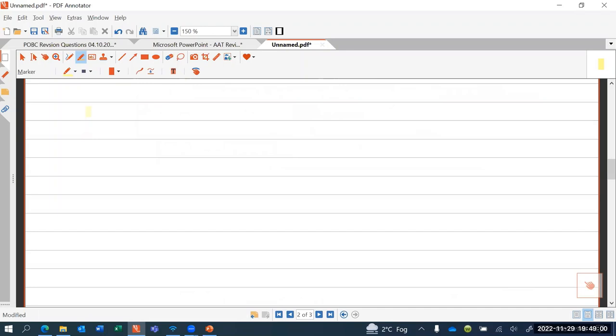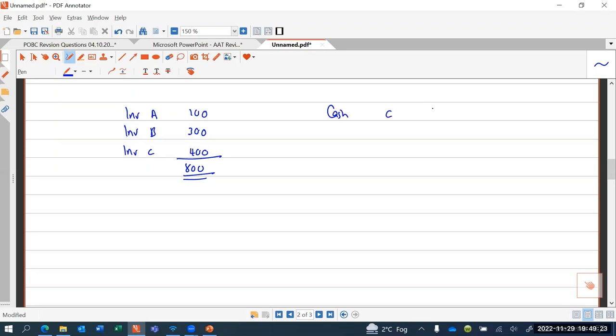So let's just say, as an example, that I have an invoice from A of £100. So, let's say I invoice A 100. I invoice B with 300 and I invoice C with 400. So I've sent invoices of 800 altogether. I only get cash from one of them. The cash comes in from C and they pay 300. So they're my transactions in the month.